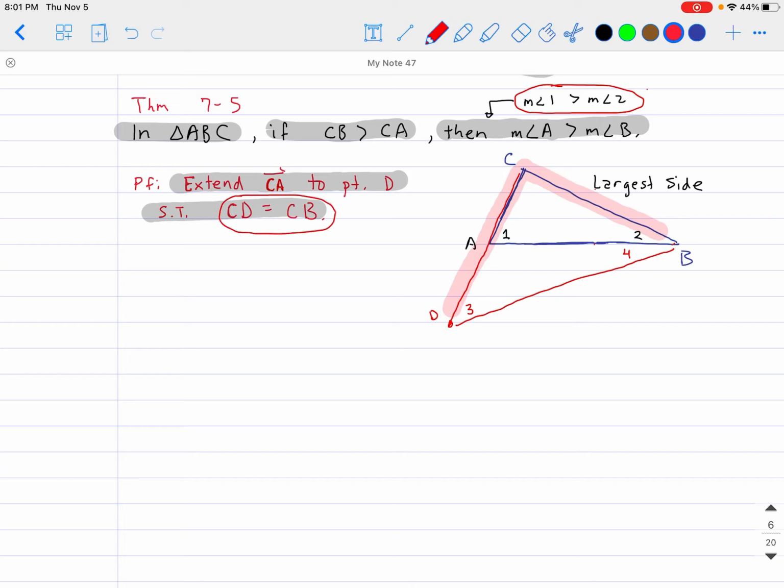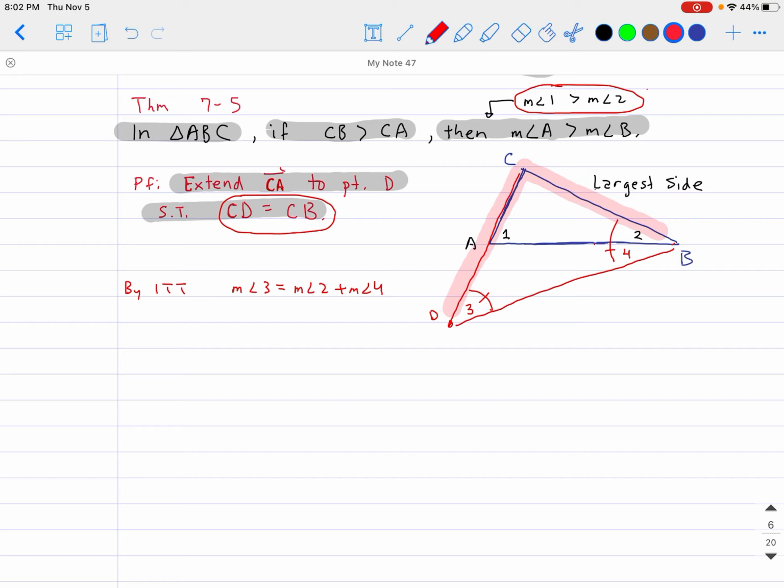CD is congruent to CB, or CD is equal to CB. We can say the following then. By the isosceles triangle theorem, I can say that the measurement of angle 3 is equal to the measurement of angle 2 plus the measurement of angle 4. Because then that means that this angle should be congruent to this angle because the opposite sides are equal to each other. So hopefully that part is okay.